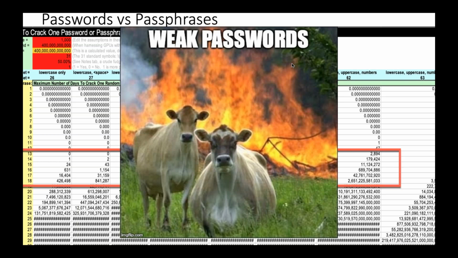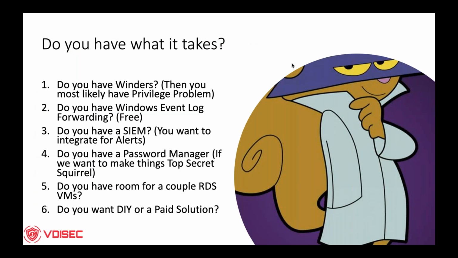Weak passwords is going to burn your house down. It is the number one reason that all the bad things start happening. And so, do you have it? If you've got Windows, you got to check, you most likely have a privilege problem. If you also have Windows, you also have Windows Event Log Forwarding. That is free. And if you have a SIM, you want to integrate this for alerts. You want to understand what's going on with passwords, what's going on with group memberships.